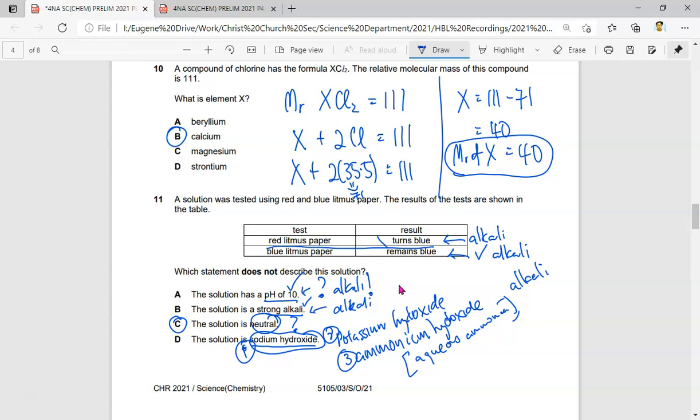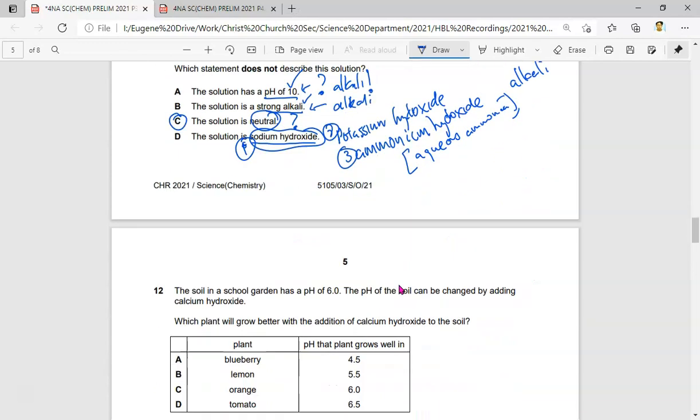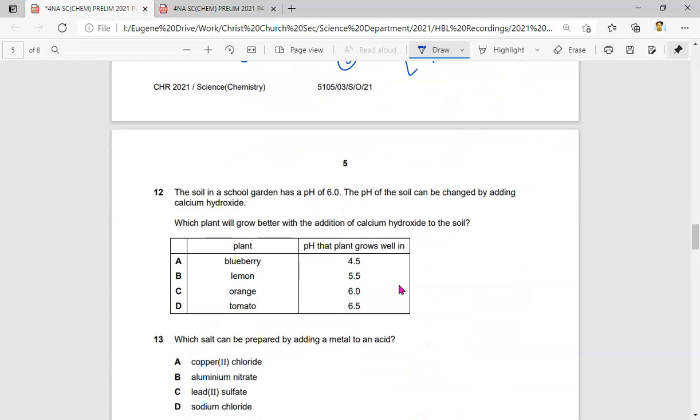So A alkali, B alkali, D alkali, C neutral, obviously it's wrong. Okay, question 12. The soil in the garden has a pH of 6.0. Acidic, neutral, alkali? The answer is acidic, because neutral is pH 7. So take note, neutral means pH equals 7.